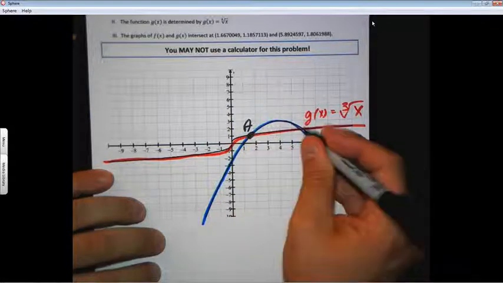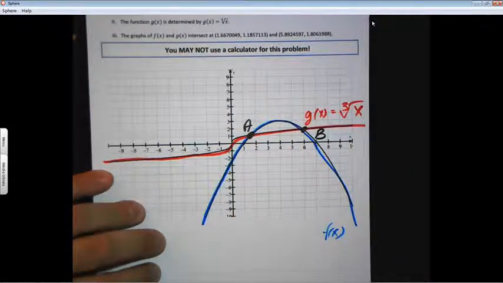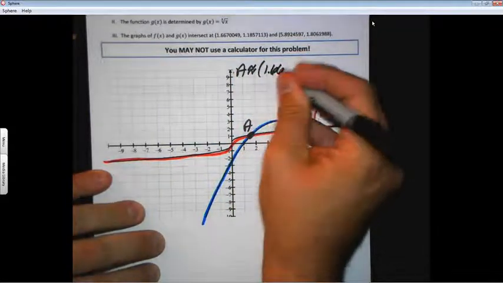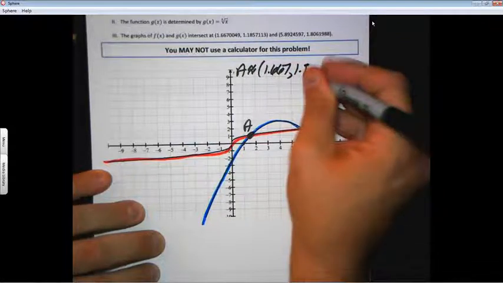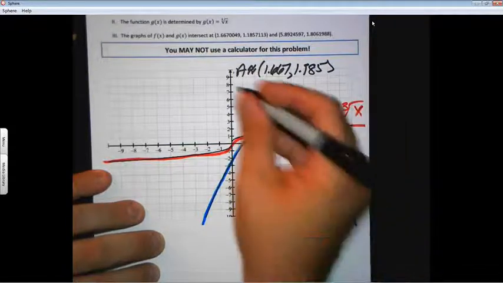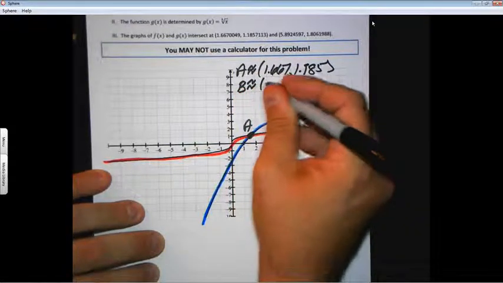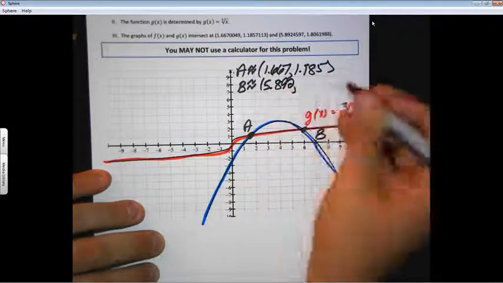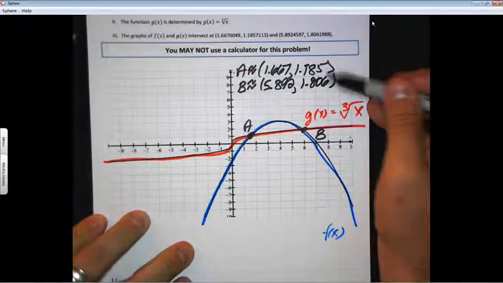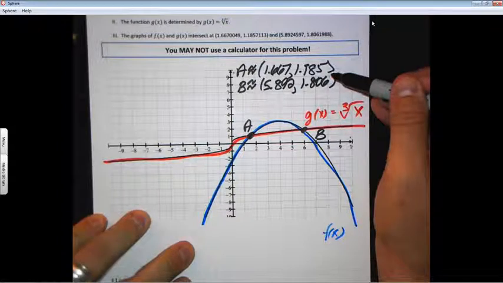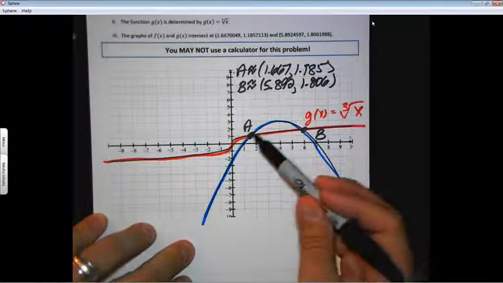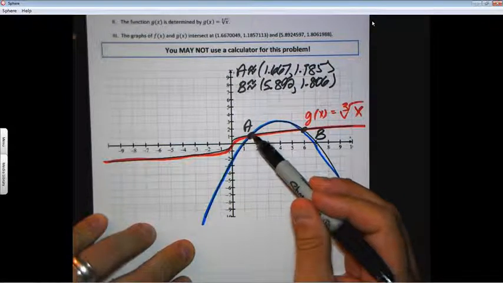Additionally, we were told their intersection points. The intersection points are right here. I'm going to label this point A, and this point B, where A is approximately the point (1.667, 1.185), and that seems to match the location on the graph. And B is approximately the point (5.892, 1.806).